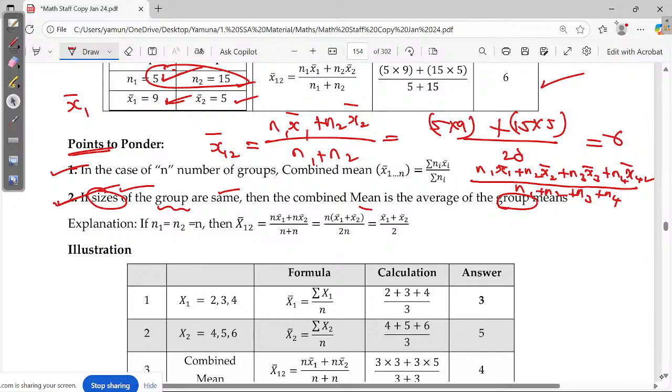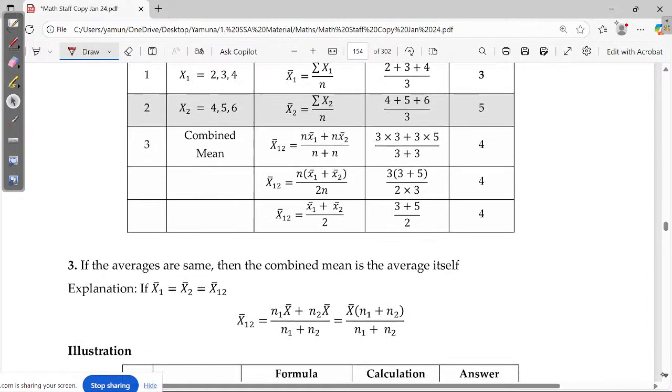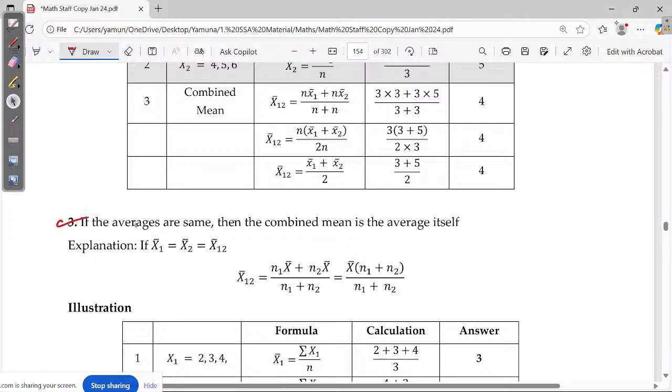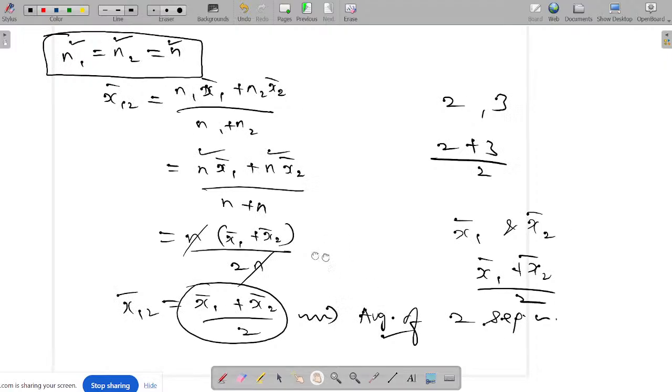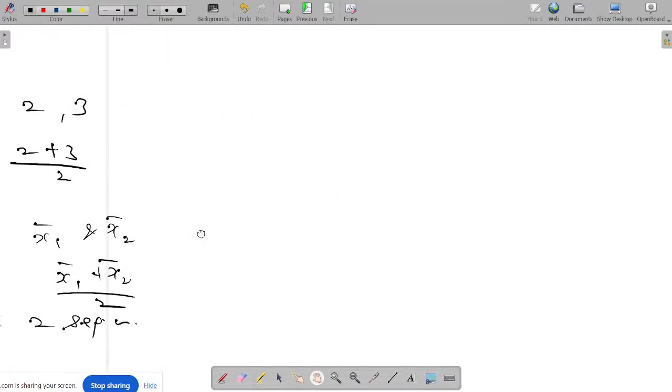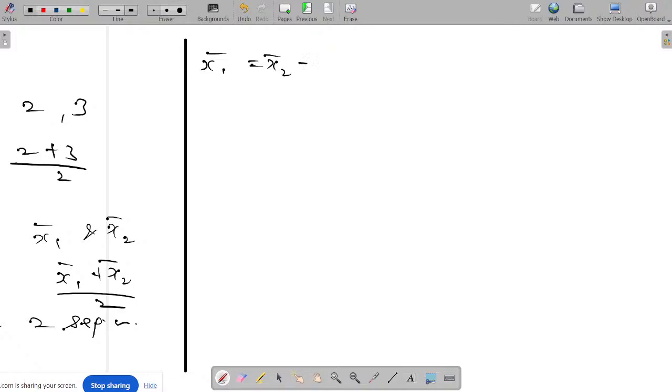Now the third one. Let me finish off, then I'll give some time to have a glance. Third one: if averages are the same, what do you mean by averages? Mean. Usually when they use the term average, it is meant for arithmetic mean. X1 bar is equal to X2 bar, equal to the same value. Let me take it as X bar. Now substitute in the formula. So the formula is this one, right?